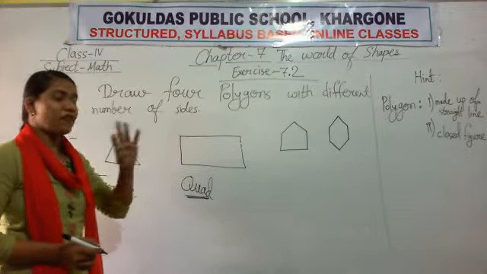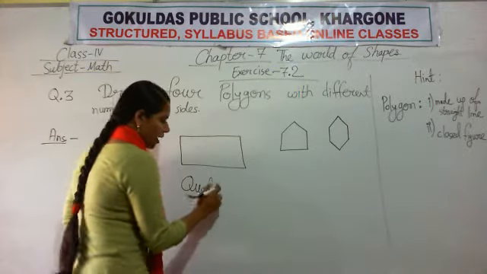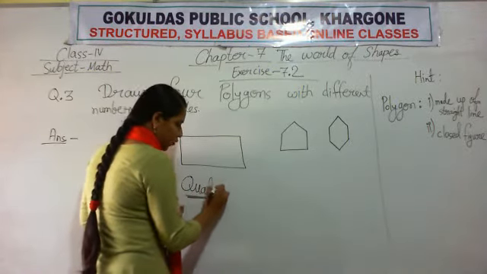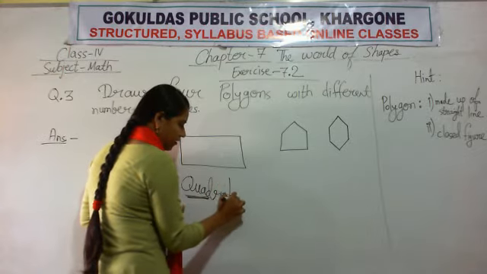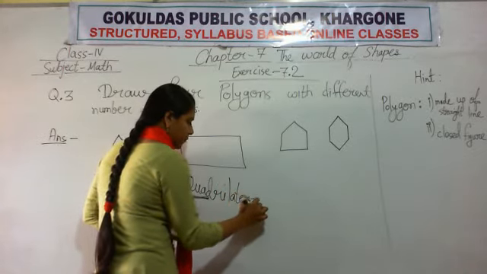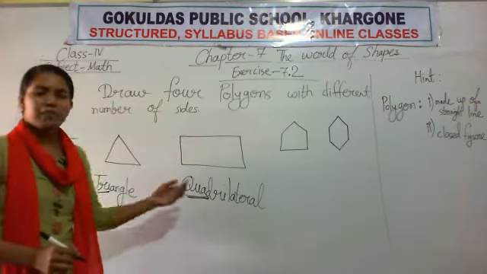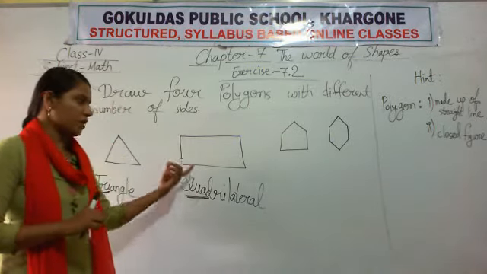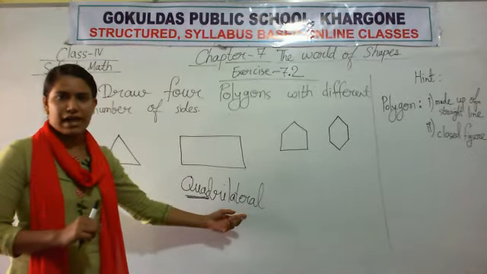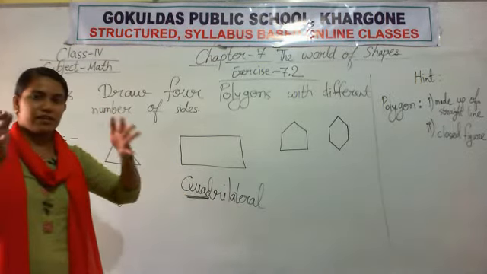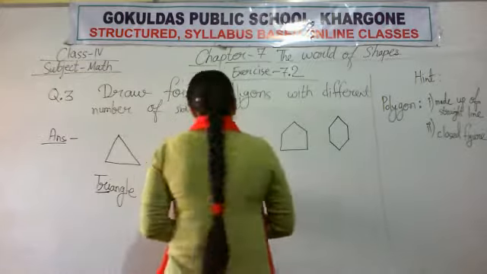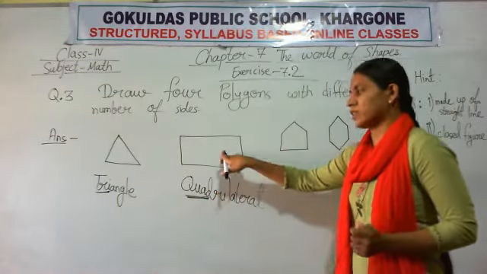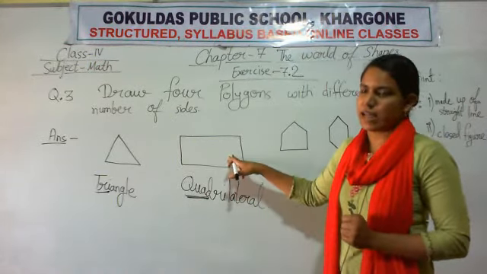So this figure has 4 sides, so I am giving it the name quadrilateral. Quad means 4 and lateral means side, having sides. So do not get confused that it is a huge word. Quadrilateral, quad means 4 and lateral means side.